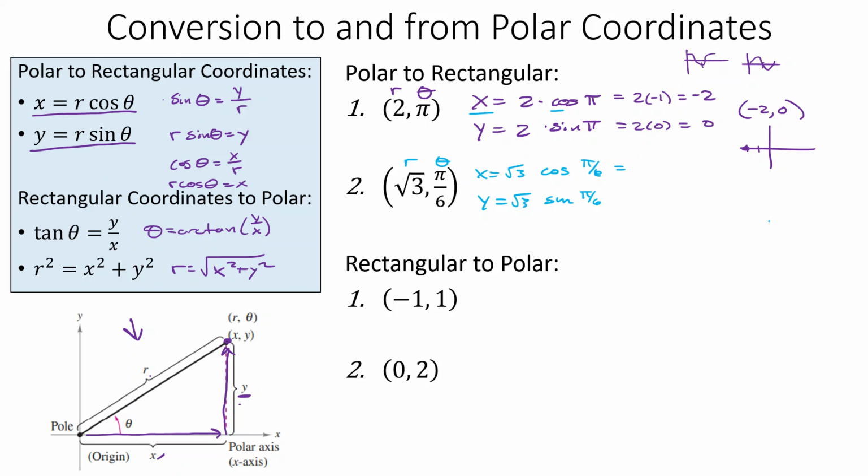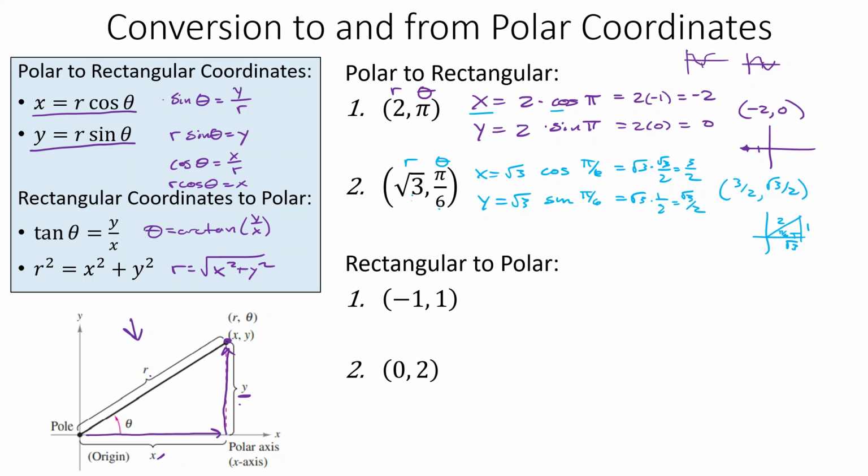Let's see, cosine of pi over 6. We might need to sketch pi over 6. So that's 30 degrees, that's 60 degrees, so that's 1, 2, square root of 3. So this would be √3 over 2 times √3, which is 3 over 2. And then sine would be 1 over 2. So this would be √3 times 1 over 2, which gives us √3 over 2. So then our point would be 3/2, √3 over 2.